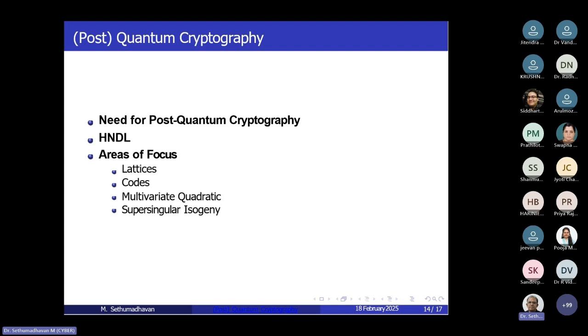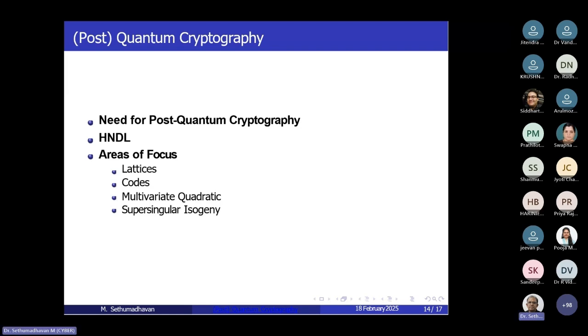So the secrecy has a problem. A high-level secret document which is secret today may not be secret after 15 years. So now, if you want to keep a document secret permanently, you should not use RSA or ElGamal or any pairing-based scheme. You have to use a new crypto system which does not depend on these mathematical problems. That is called post-quantum cryptography.